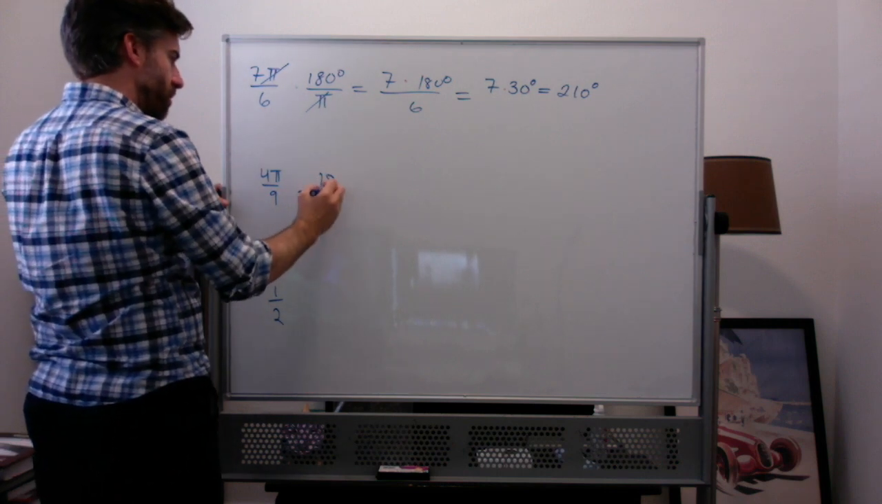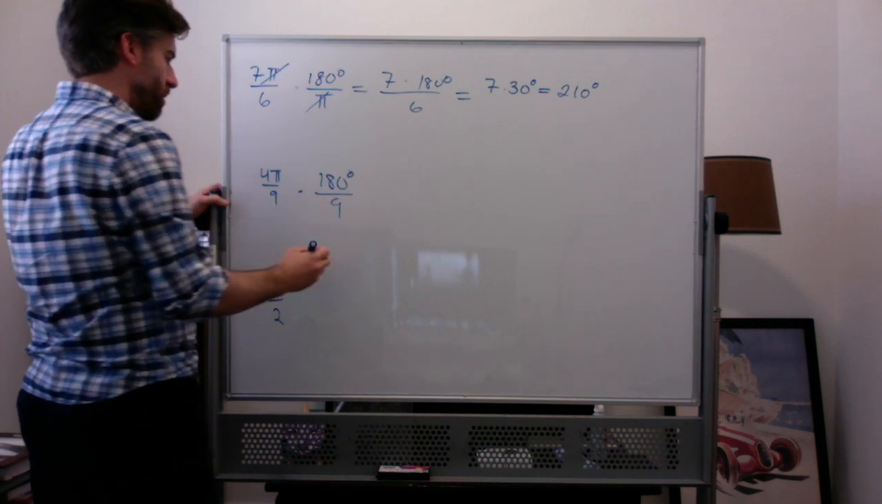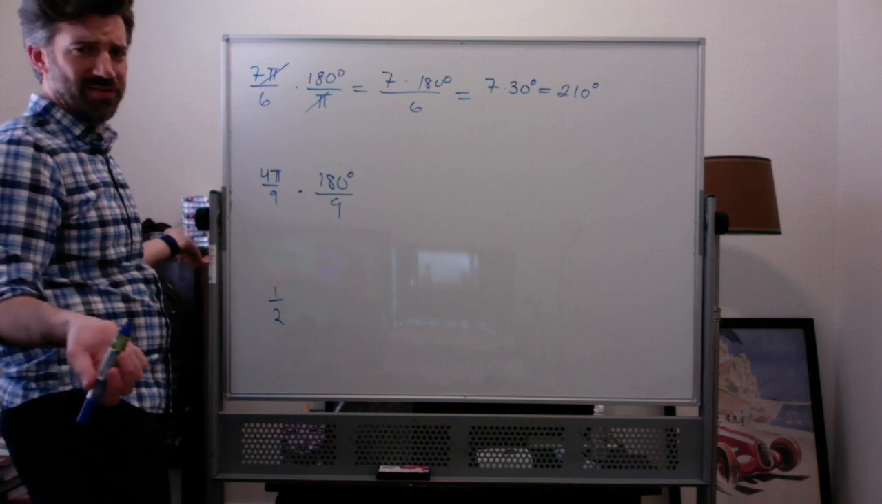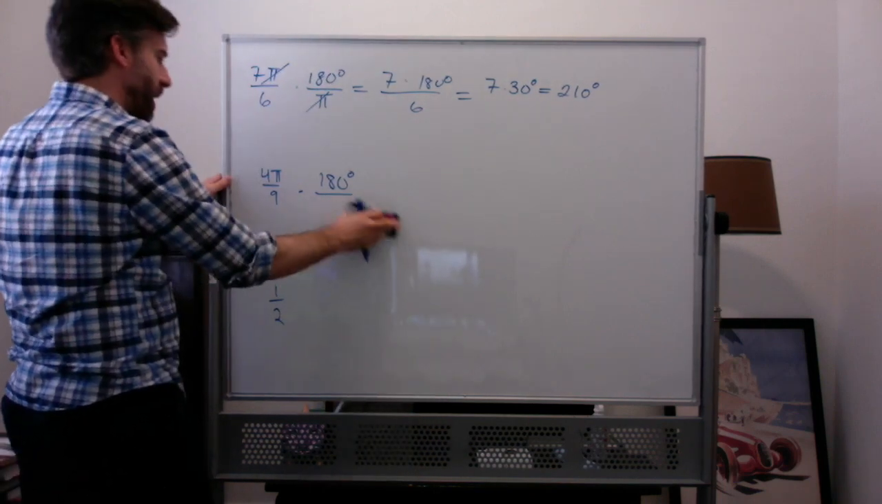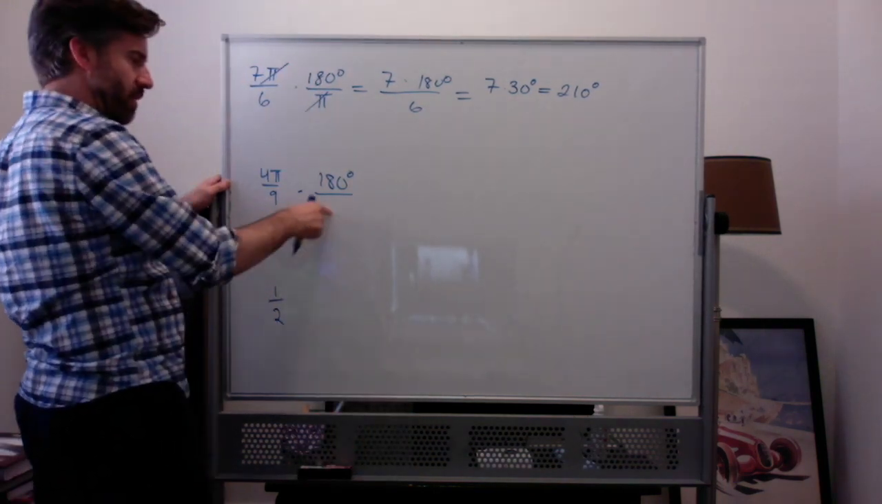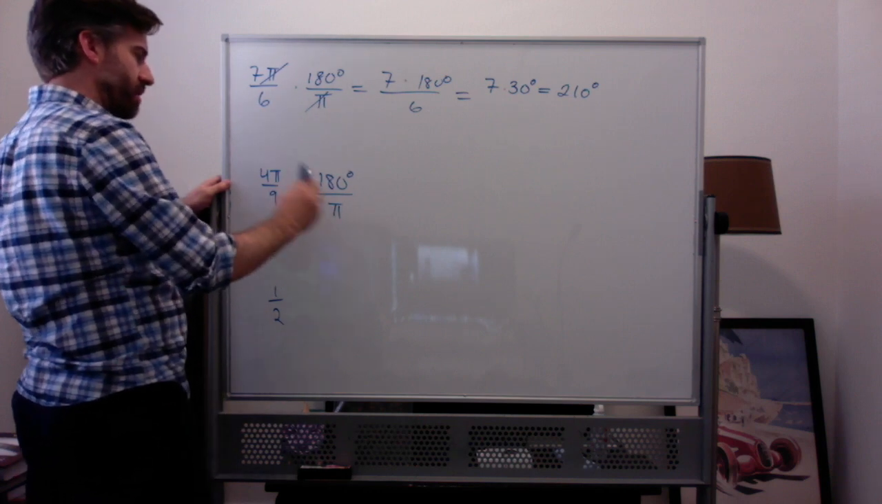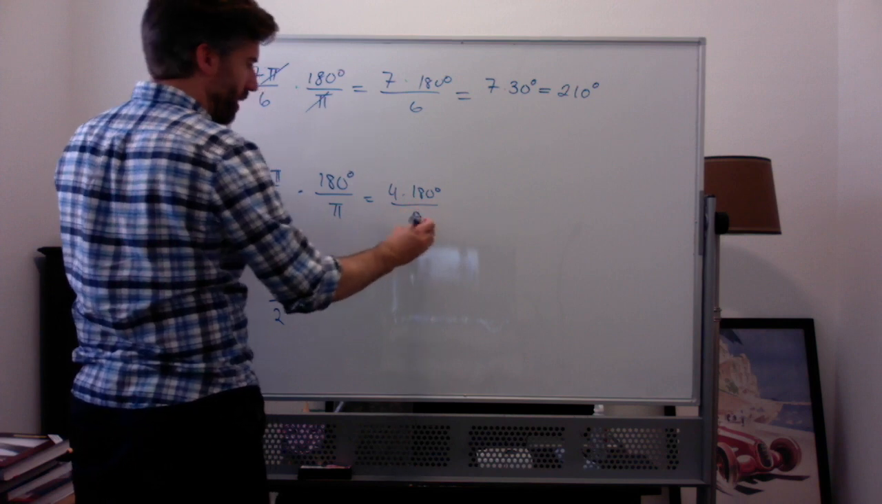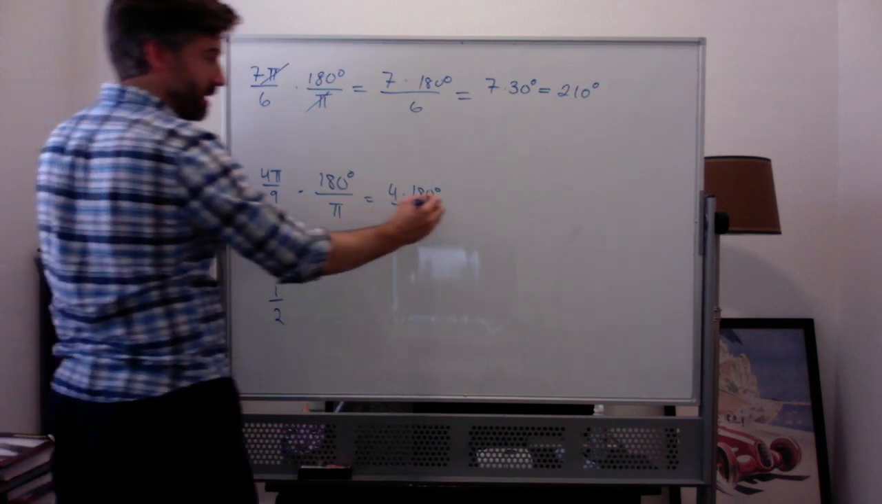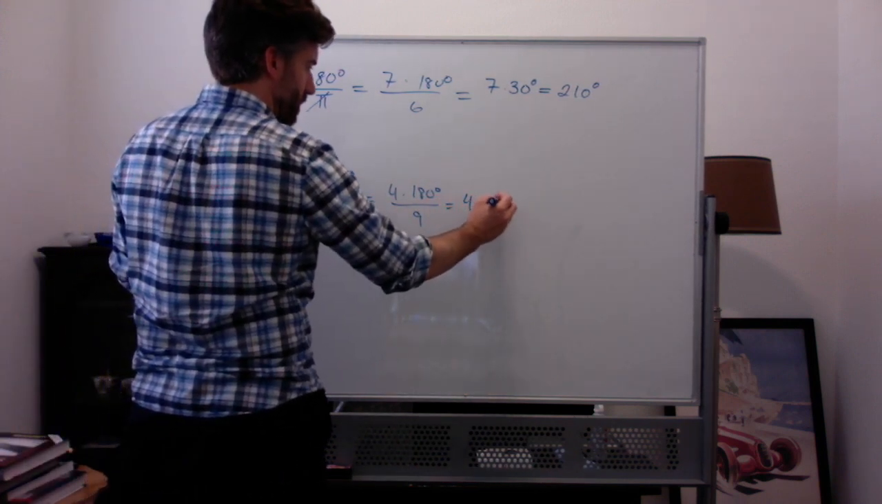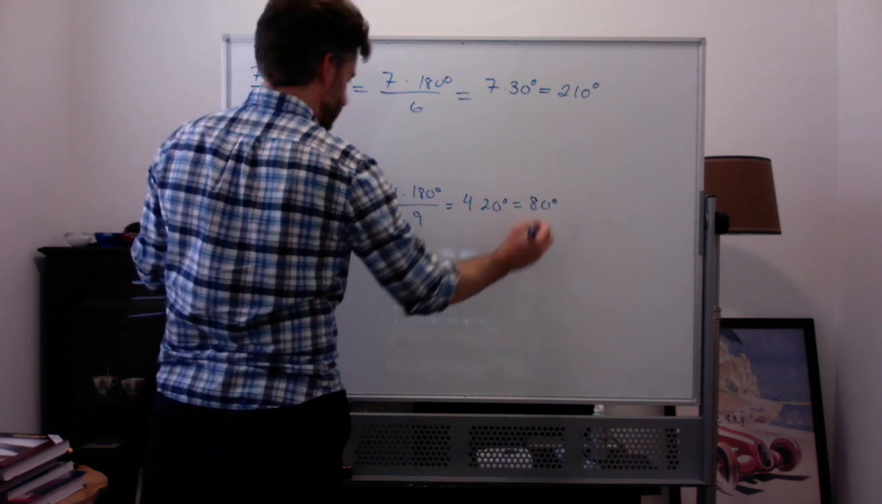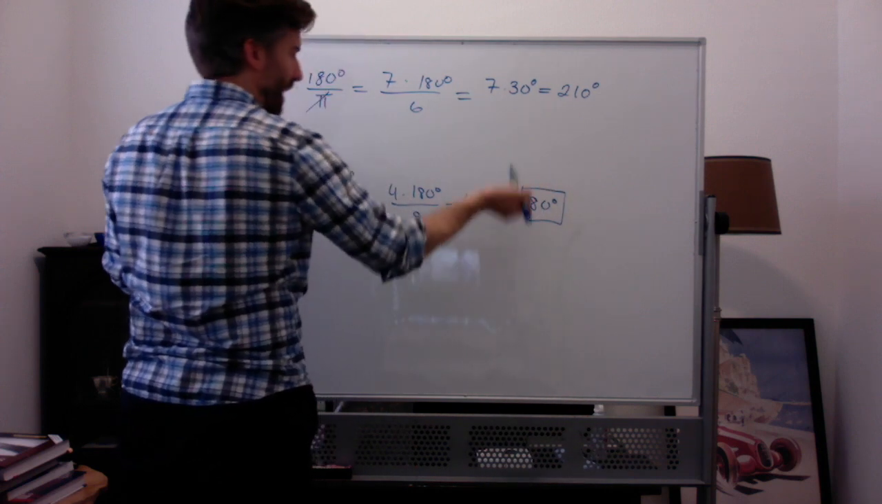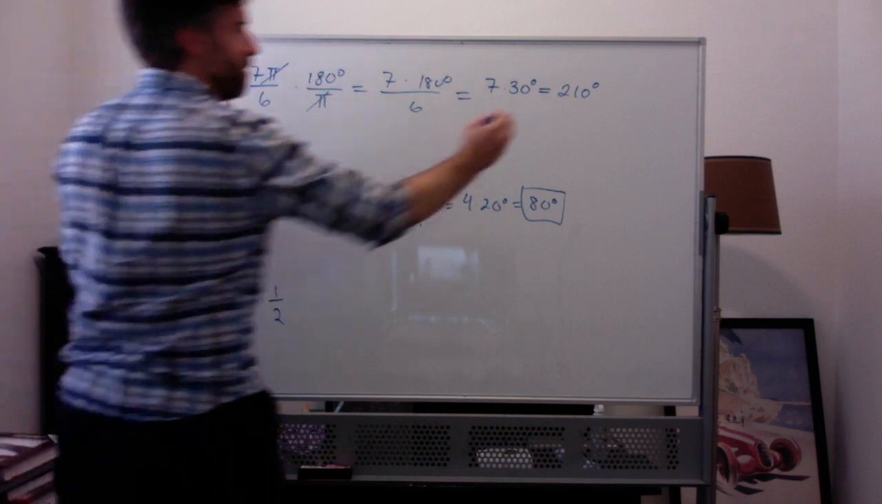Same idea here. Multiply by 180 over pi. Think of the 9 there. The pi's cancel. You get 4 times 180 degrees over 9. 180 divided by 9 is 20. So you get 4 times 20 degrees, which is 80 degrees.